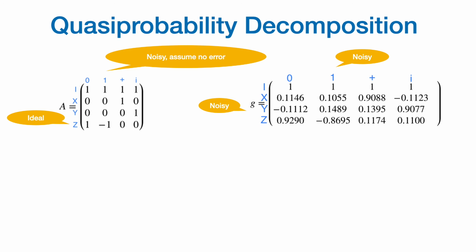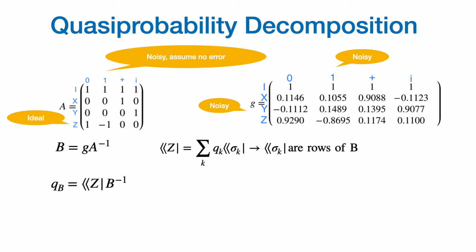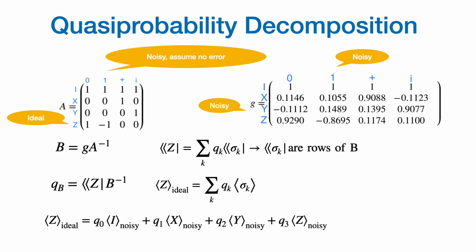Quasi-probability decomposition can work on any measurement basis, but the transition matrix only works on the Z basis. So we only investigate the Z basis here. We could get an ideal Z basis like this.